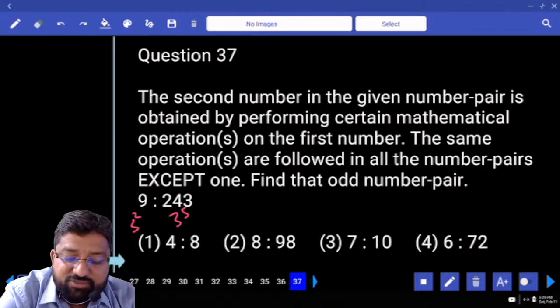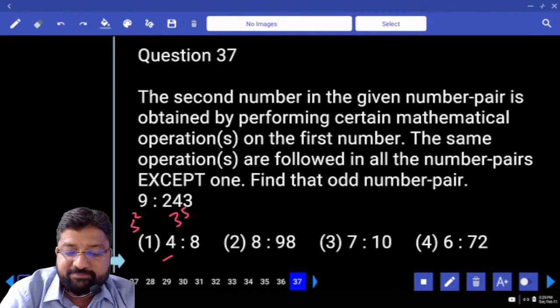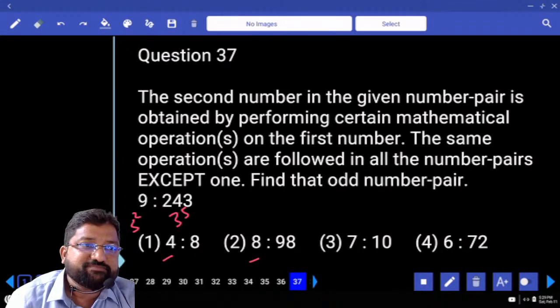So do we have a square? 2 square, 2 power 5 is not 8, right? This is 2 cube. How much is that?